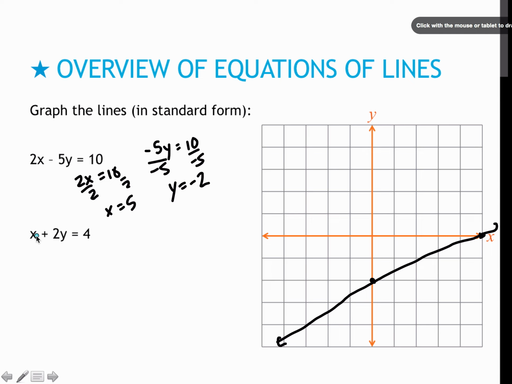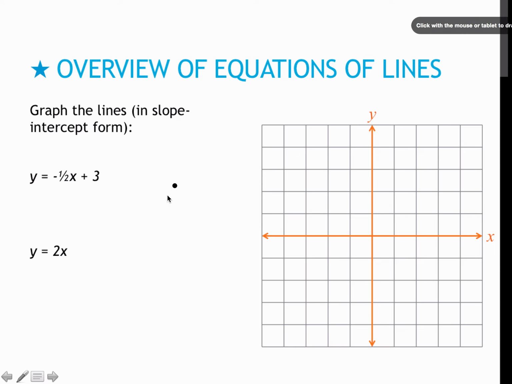And my second one, again, I would use the finger trick. I would cover up x to get 2y equals 4, so y would have to be 2. I would cover up 2y to get x equals 4, so x has to be 4. And I would connect the dots.